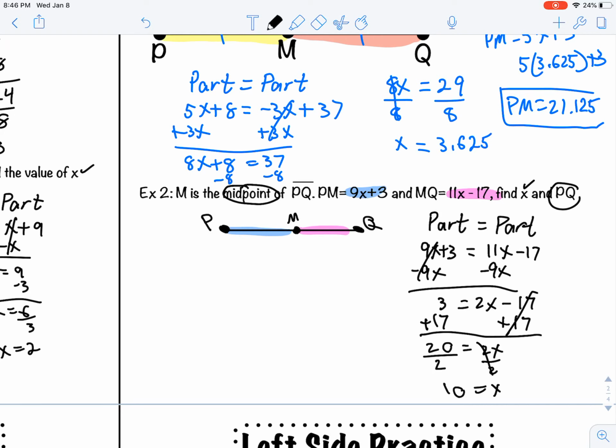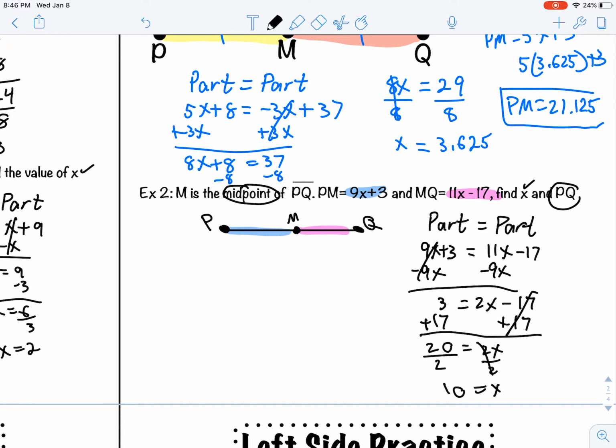So P to Q. Well, that's not that little part anymore. It's the whole amount. So I got to go back and plug it in. Which one do you think is easier to plug in first? I'm going to choose PM. Okay, so if I know that PM is equal to 9 times, what was our X? 10 plus 3. And I know that equals 93.